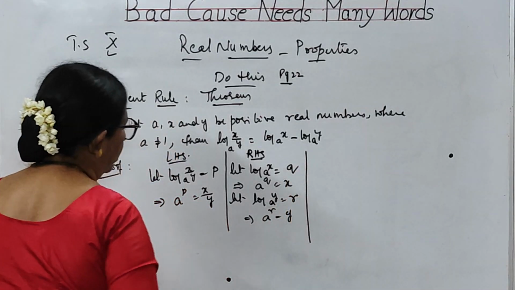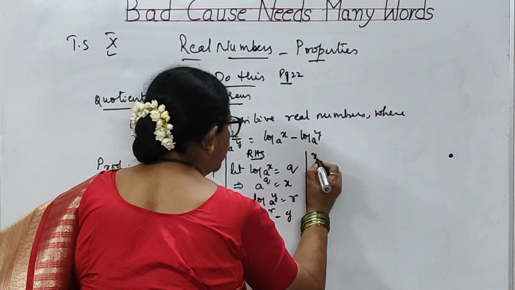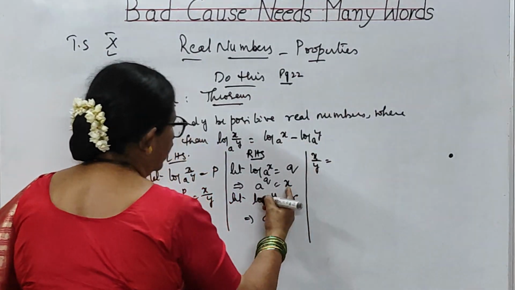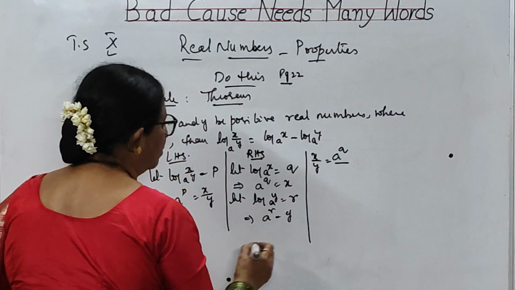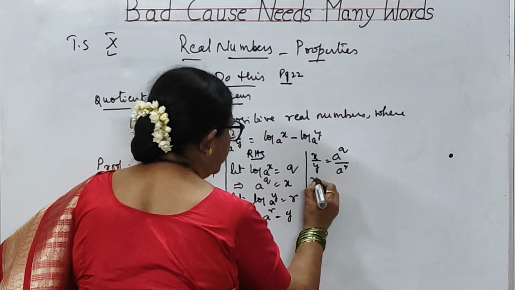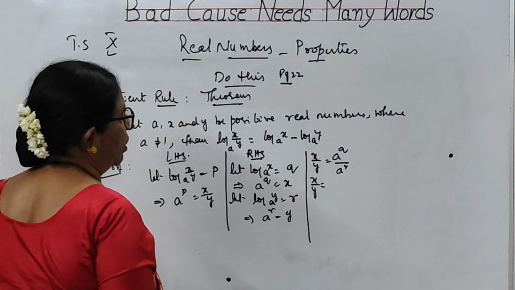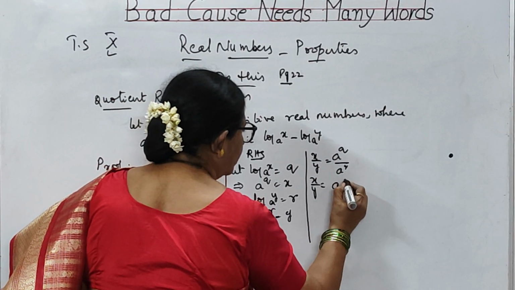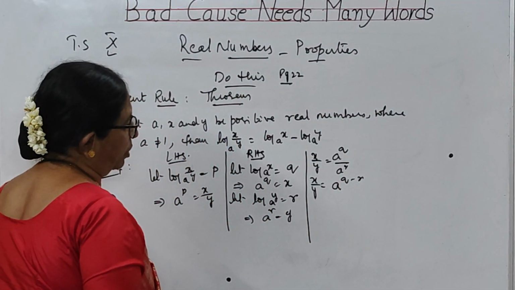Now, what you need to find out, children? X by y. So, what is x by y? X is a to the power of q, y is a to the power of r. Now, that means x by y is equal to, when bases are same and dividing, power should be subtracted, a to the power of q minus r. This is a property, an algebraic property.